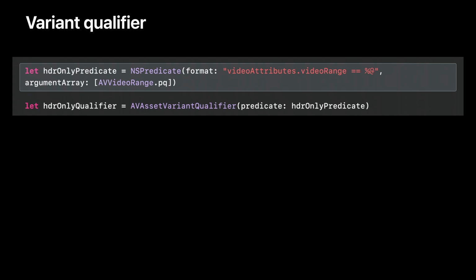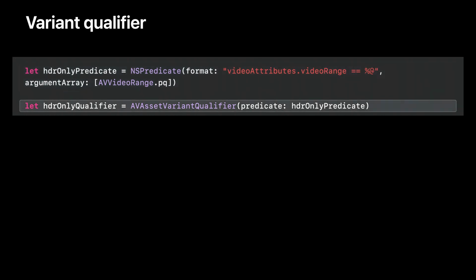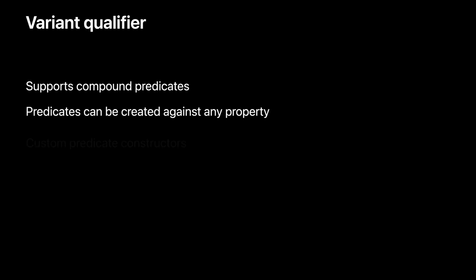Let's take a look at another example. Here we create an NSPredicate for HDR video range, and similarly, as before, you can construct a variant qualifier for it. You can also combine multiple predicates to create a compound predicate and use them to create your variant qualifier. Any property on variant can be used to create a predicate against. For properties such as audio channel count, which cannot be easily expressed using the predicate format string, we have custom constructors. You can look them up in our header doc for variant qualifier.